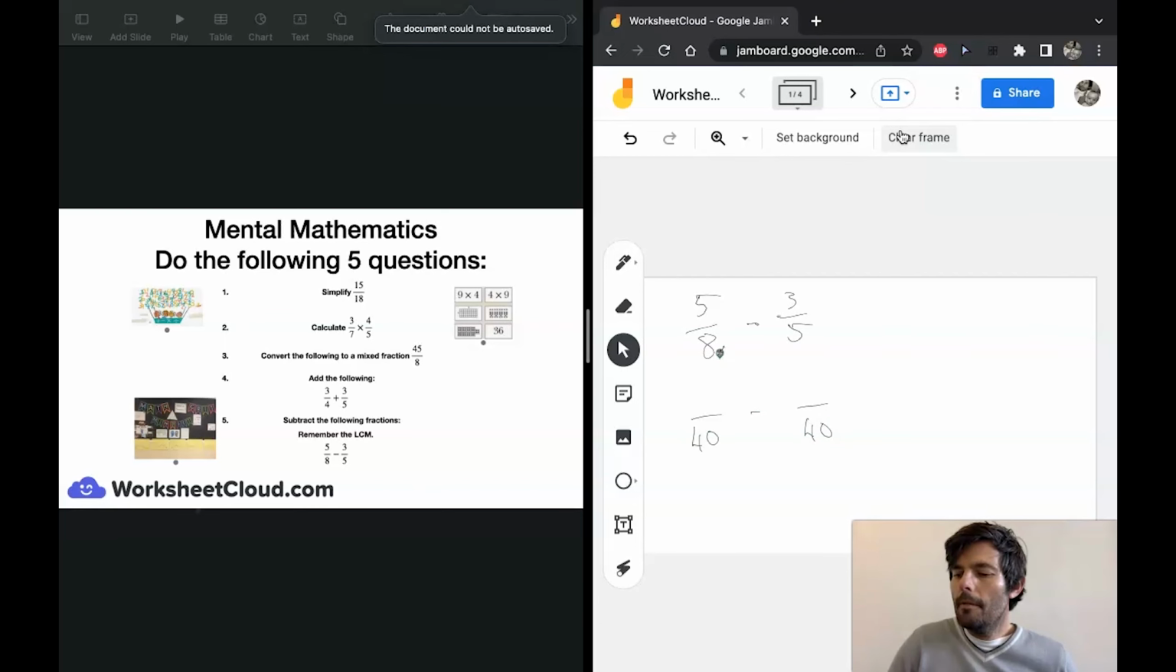So I'll multiply by 5 and by 5, remembering my rules. Multiply by 8 and by 8, remembering that I need equivalent fractions. Okay, now I've got 25 minus 24, and that gives me an answer of 1 over 40. Okay, let's have a look at what we've got in store for us for the rest of the lesson.